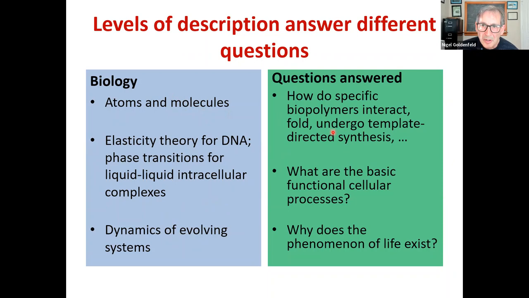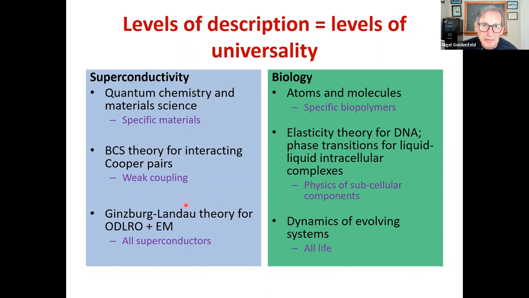Atoms and molecules tell you how specific biopolymers interact, how they fold, and undergo template-directed synthesis. Elasticity theory for DNA, these sort of mesoscopic descriptions, tell you about the basic functional cellular processes. And if one really understood the dynamics of evolving systems, one would understand how it is that the phenomenon of life itself can even exist. So we have these different levels of universality that go along with these different levels of description.